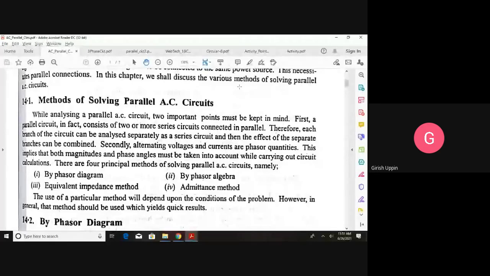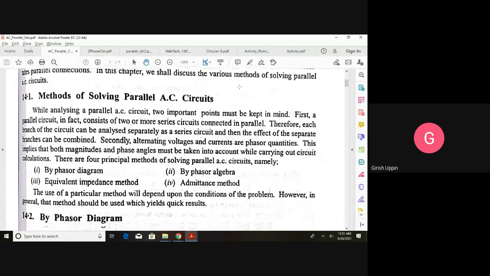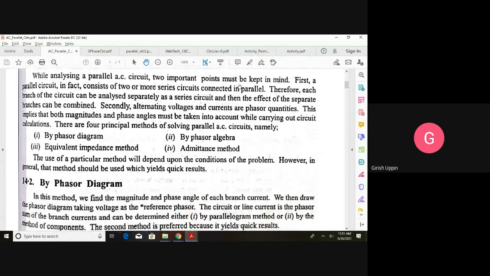Suppose an RL component is connected in parallel with the RC component, and that parallel combination is connected to a voltage supply. That kind of problem you can expect. To solve parallel AC circuits, there are a couple of methods available. One is the phasor diagram, drawing the phasor diagram.